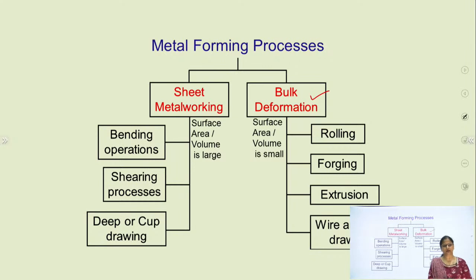All the sheet metal working operations are performed at room temperature, so we say it is in cold condition, whereas all the bulk deformation processes can be carried out in cold, warm and hot conditions. So first let us understand what are cold, warm and hot forming processes.